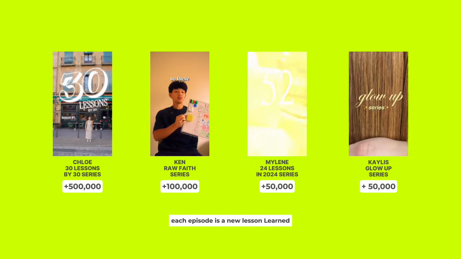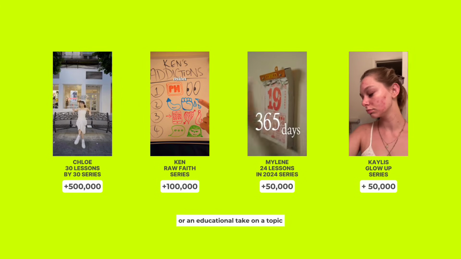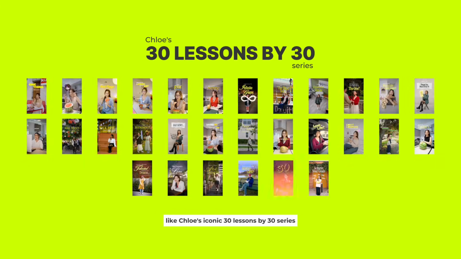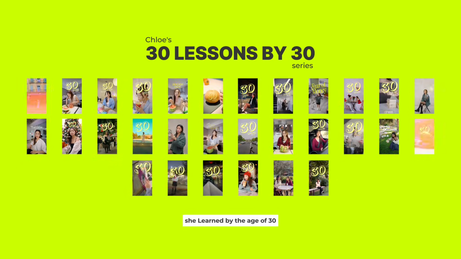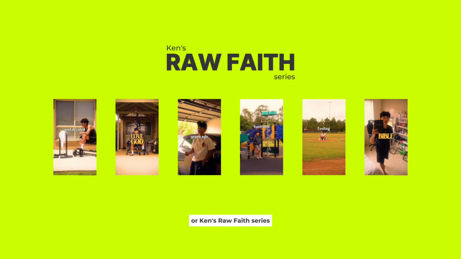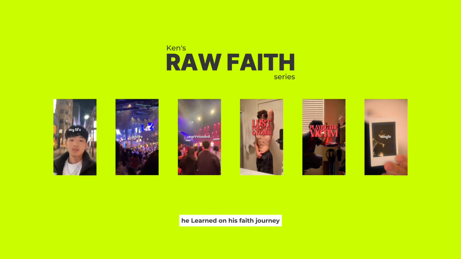Series number 3 is the lesson series. For these series, each episode is a new lesson learned or an educational take on a topic, like Chloe's iconic 30 Lessons by 30 series, where each episode was a new lesson she learned by the age of 30, or Ken's Raw Faith series, where each episode is a new lesson he learned on his faith journey.